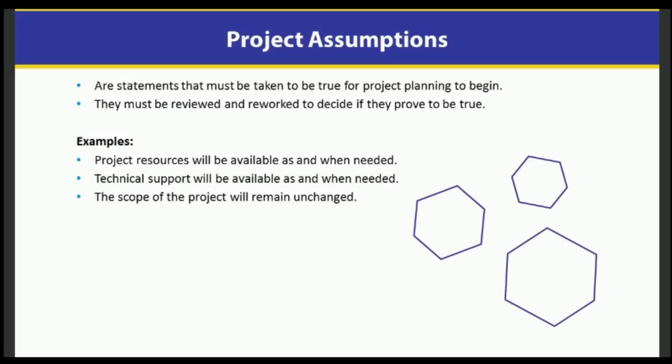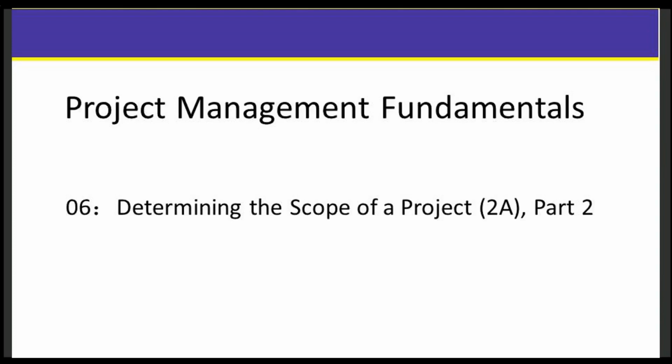A risk is an unknown. It's something we don't know. And if it's something that we don't know or we're not sure of, then it can go bad for us, and we need to think about that. And we need to think about how that's going to affect the triple constraint.